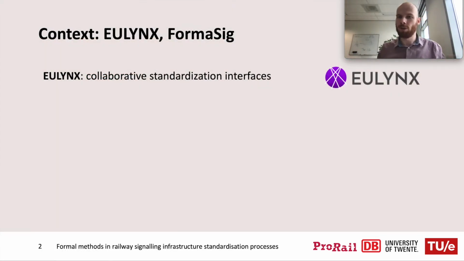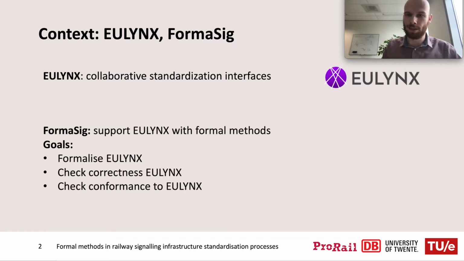I'll give a bit of context first. This is in the context of ULinks. ULinks is a collaborative effort of a number of European railway infrastructure managers to standardize signaling interfaces. And this paper is part of Formalisation, a collaboration between ProRail, Deutsche Bahn, University of Twente, and Eindhoven.